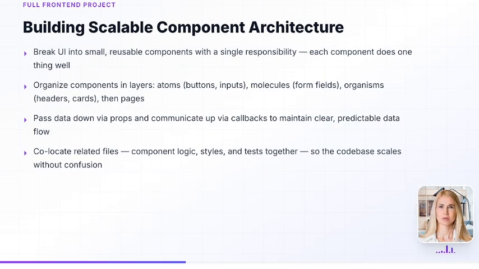Component architecture is the blueprint that determines how maintainable and scalable your front-end will be as it grows. By thinking in layers, from tiny atomic pieces up to full-page layouts, you create a system where each piece is easy to test, reuse, and reason about. Getting this structure right early saves enormous refactoring effort later in the project.